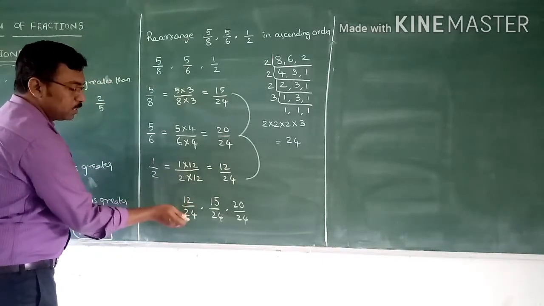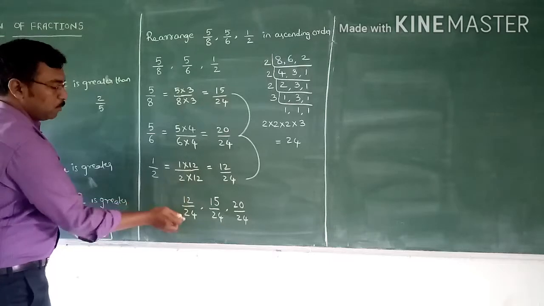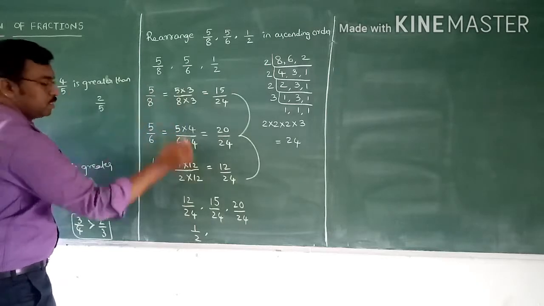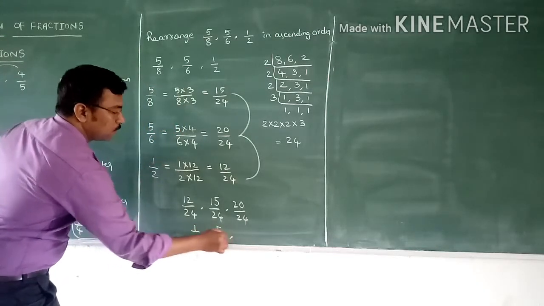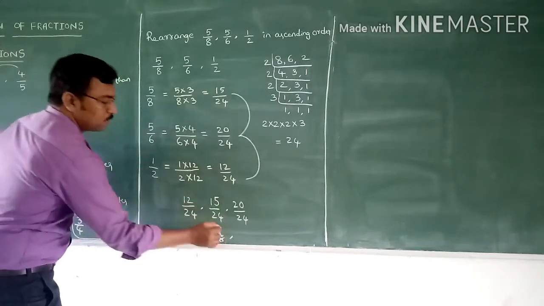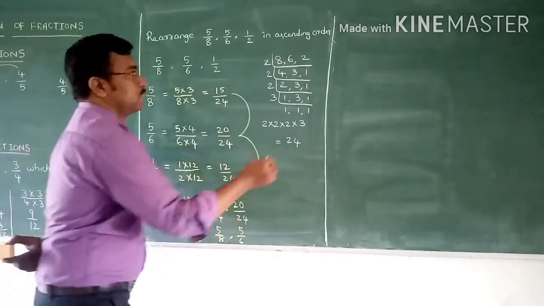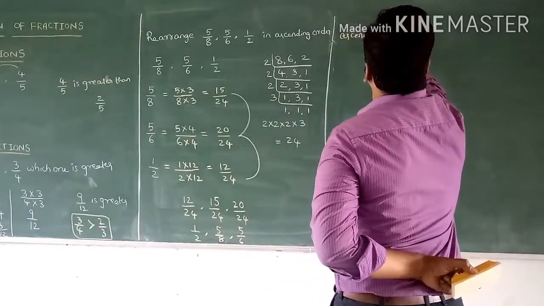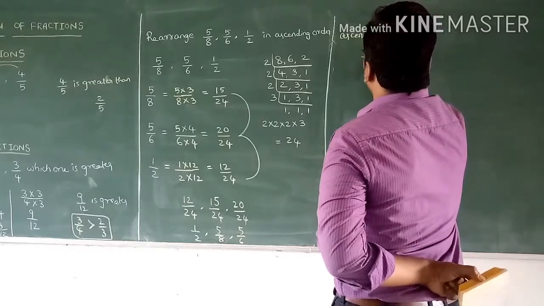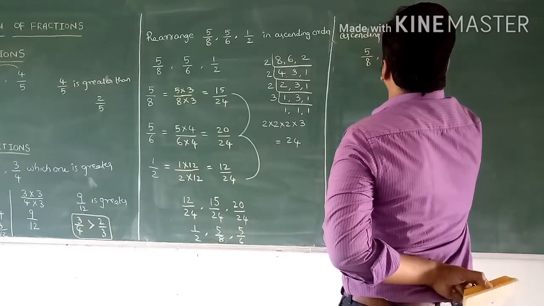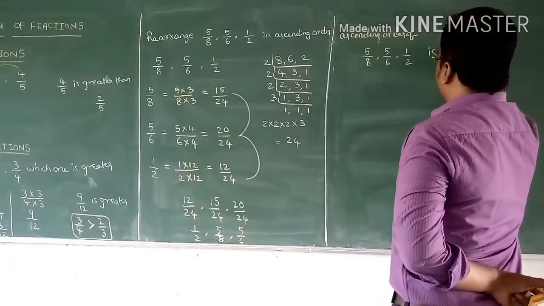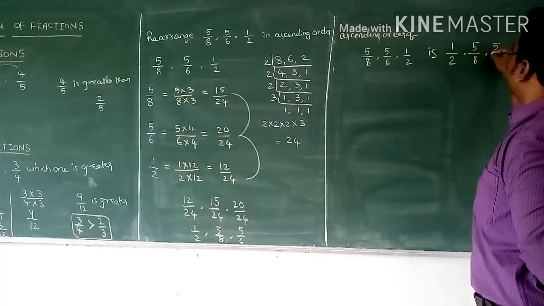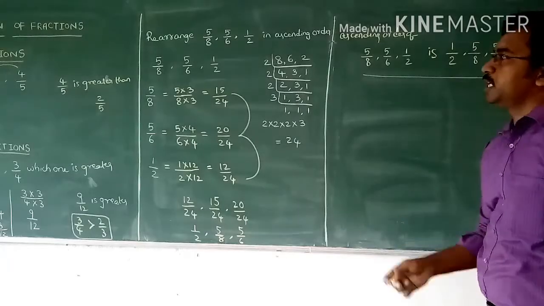So once again I am writing the original fractions. 12 by 24, that is 1 by 2. 15 by 24, the original fraction is 5 by 8. 20 by 24, the original fraction is 5 by 6. So the ascending order of 5 by 8, 5 by 6, 1 by 2 is 1 by 2, 5 by 8, 5 by 6. In this way we can rearrange any unlike fractions.